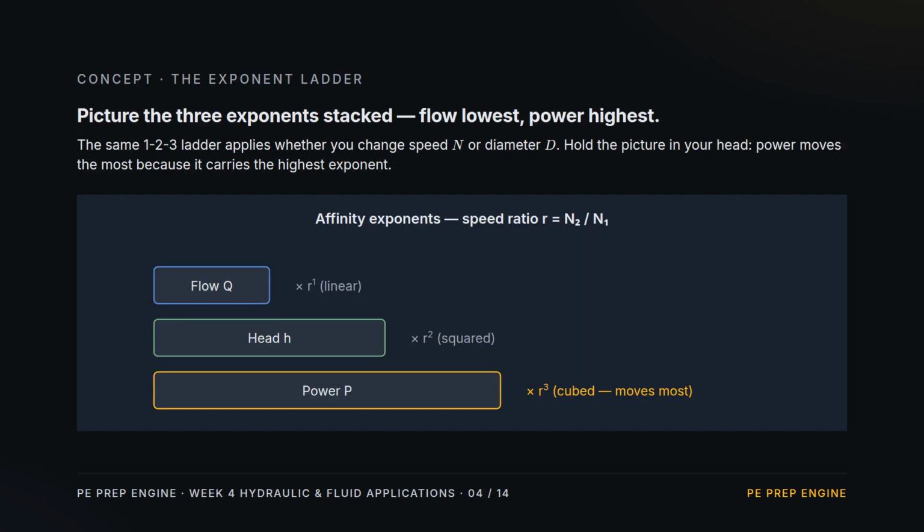Hold this picture, 3 bars, flow, head, power. All stretch with the same speed ratio, but flow to the first power, head the second, power the third. The longer the bar, the higher the exponent, so power swings the most for any change in speed. Flow short, head medium, power long. The whole topic in one glance.